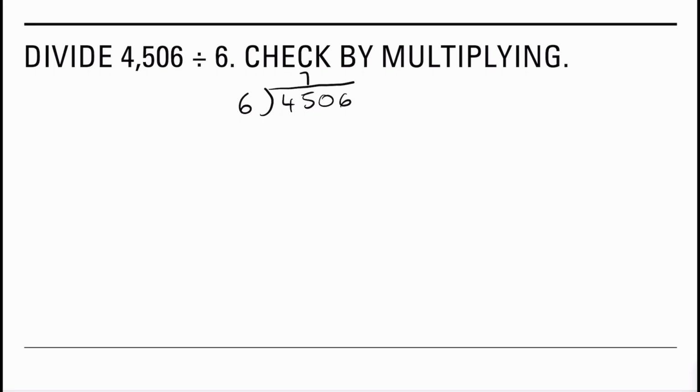And then we go 6 times 7, which is 42. We put a line, then we subtract here. So 45 minus 42 is 3. Then we bring down the 0. Then we go, how many times does 6 go into 30? 6 goes into 30 5 times, and it actually goes in evenly. So then we get 5 times 6, which is 30. Then we subtract, and we get a 0.